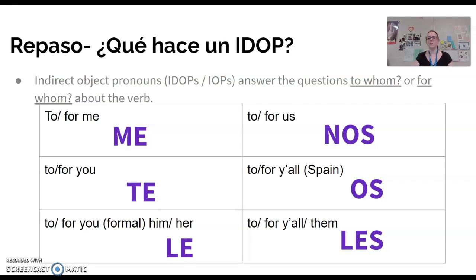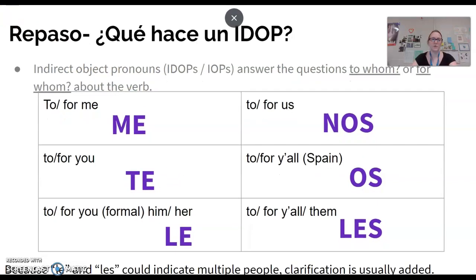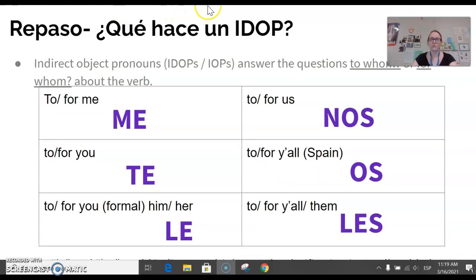Like, I give the card to her. To whom am I giving the card? To her. Okay. Le or les can indicate multiple people. Usually we need to add clarification in the form of "a" with a person. And you can use "a" with a person for the me, te, like a mí or a ti or a nosotros or a vosotros. And when you do that, it just adds extra emphasis to it. Like, oh, you got that card for me? You gave that card to me?